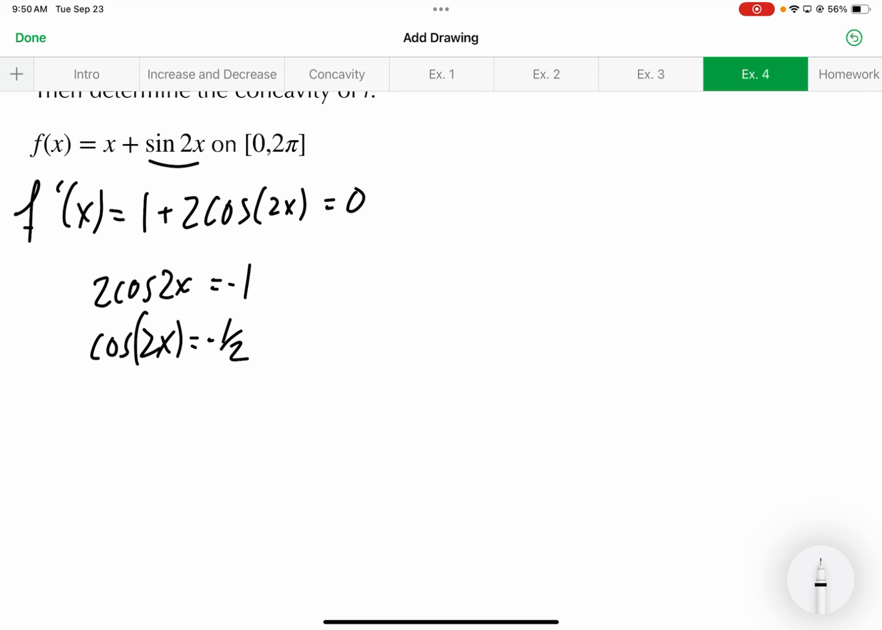All right, here we go. Now, in order to figure out where cosine of 2x is equal to negative 1/2, we treat this as if inside of cosine was just x. We want to figure out where cosine is equal to negative 1/2, and then we'll go from there.